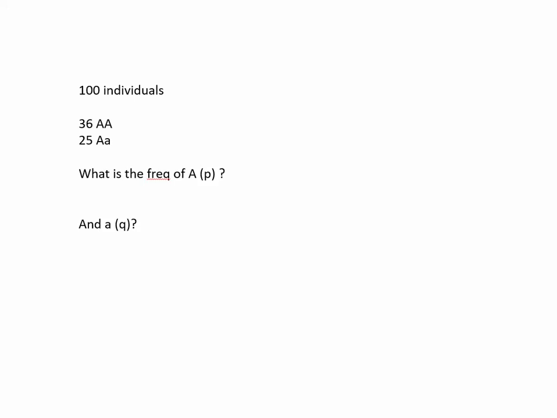and that the frequency of big A is going to be 36 times 2, or 72, plus 25, or 97, and that you have 100 individuals, so that you have 200 alleles. So it was 72 plus 25, 97 divided by 200, or just under 0.5. So it'd be 48.5, 0.485 would be the frequency of the big A allele. 1 minus that is the frequency of the small a allele.